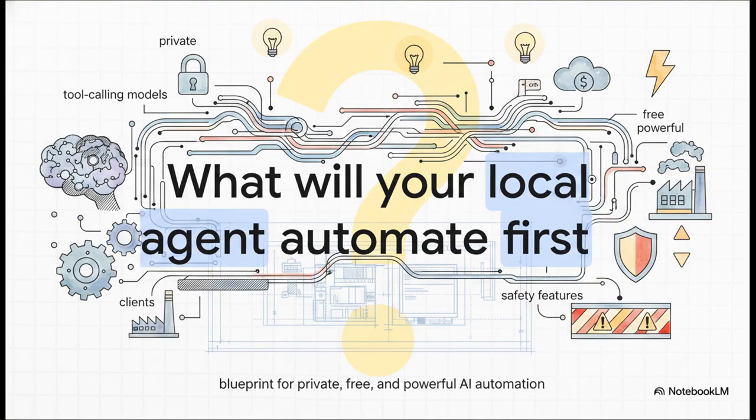And there you have it. We have explored the anatomy of local agents, the models acting as their brains, the clients serving as their nervous system, and the safety features that keep them perfectly in check. We've basically handed you the complete blueprint for private, free, and incredibly powerful AI automation. You have the models, you have the bridges, and you have the tools. So the only real question left is, what on earth are you going to build and automate first?